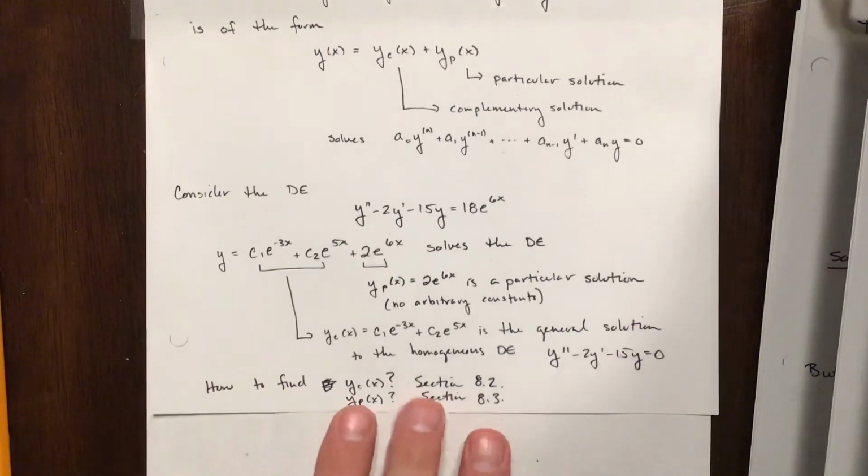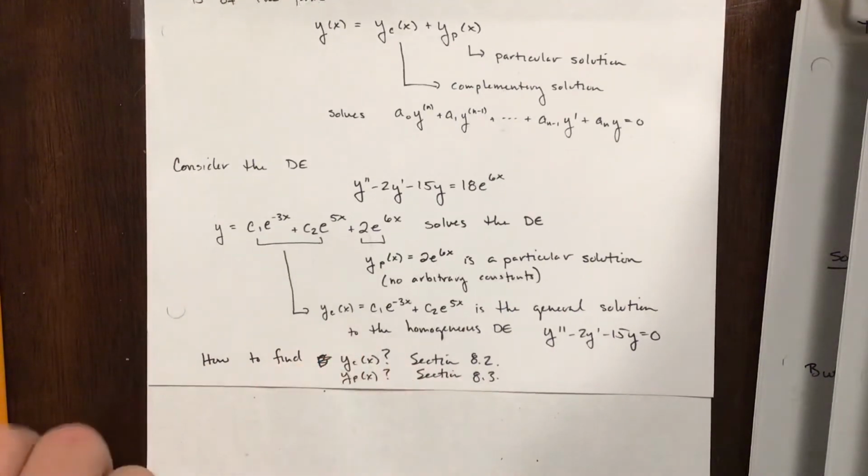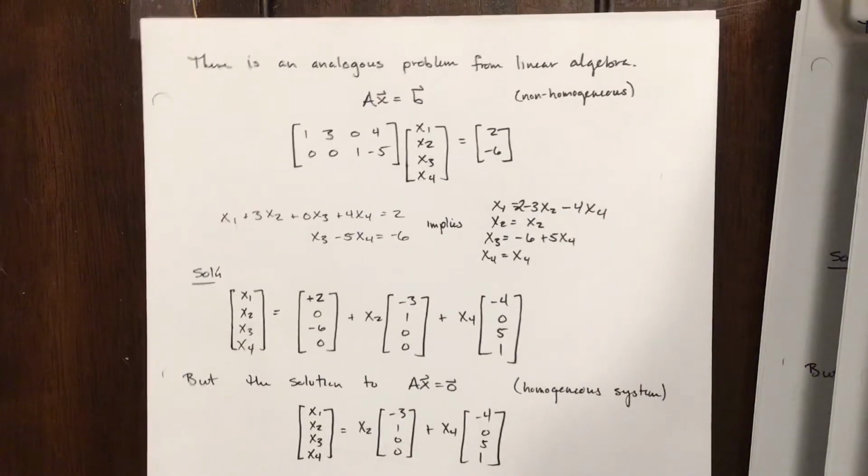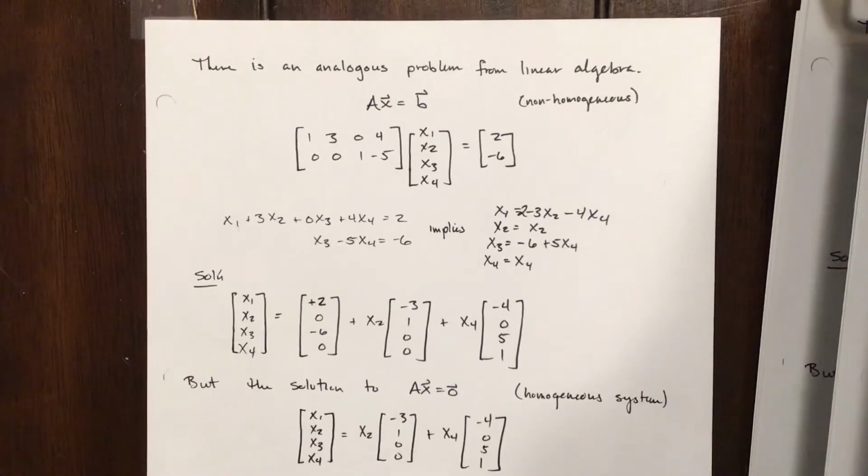Now, there's two parts of this. How do we find the complementary solution? And then how do we find the particular solution? Well, first off, we'll find the complementary solution next section, and then we'll find the particular solution in 8.3. Now, what we're doing here is analogous to our work with matrices.